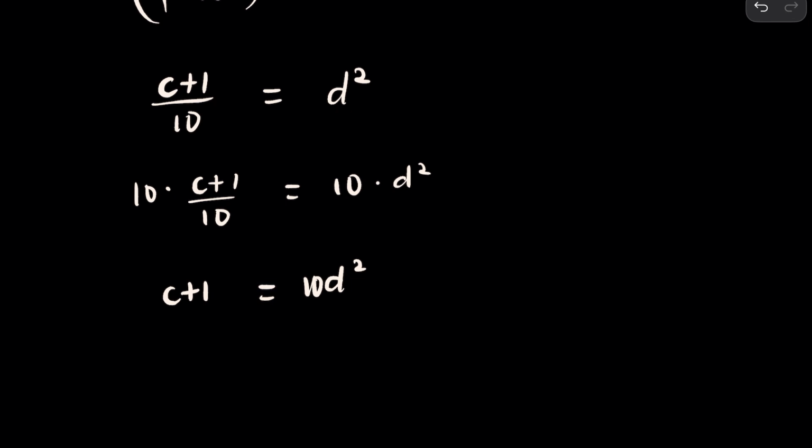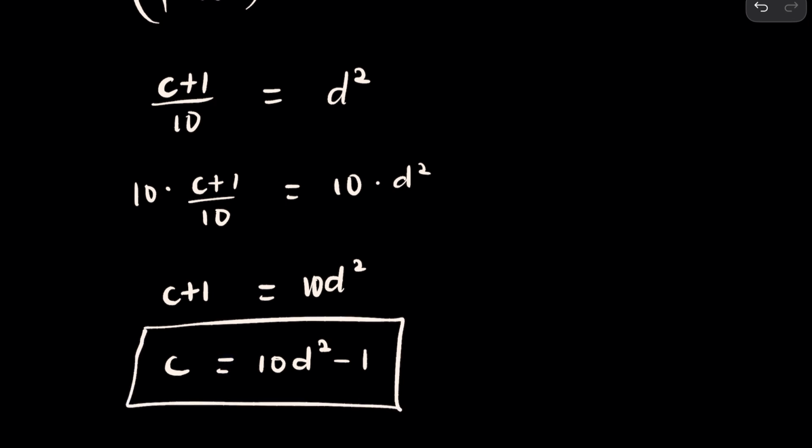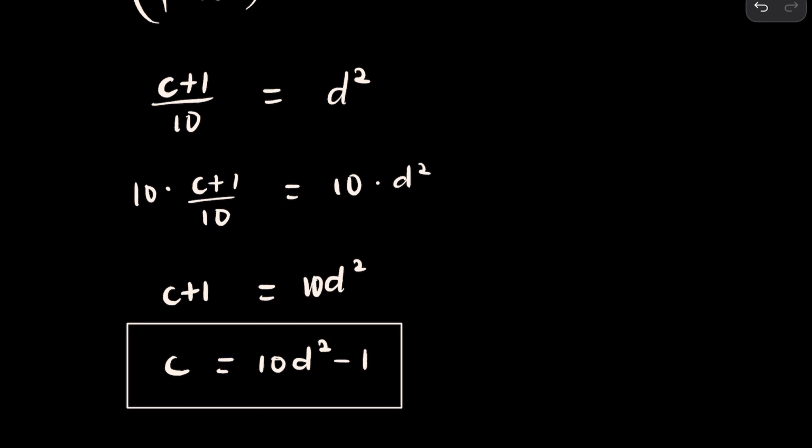Now let's find C. So to find C, C has to be on its own, right? So we have to move plus 1 to the right hand side. So we are going to have C is equal to 10D squared minus 1. And so here we have C standing on its own on the left hand side of the equation, right? And so we've been able to make C the subject of this relation.